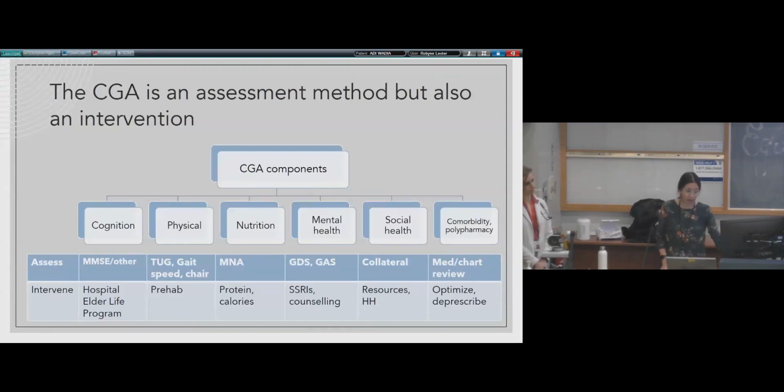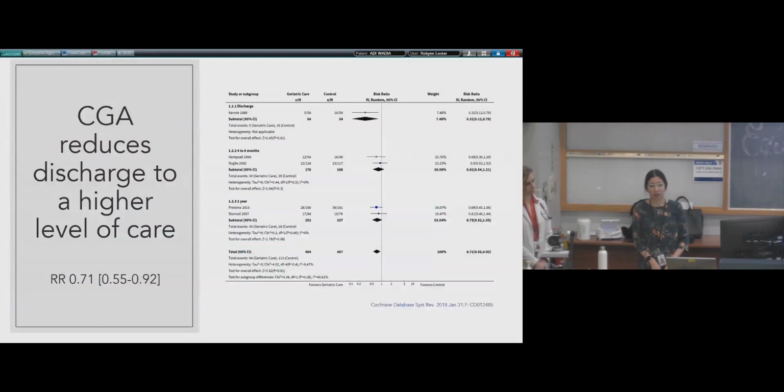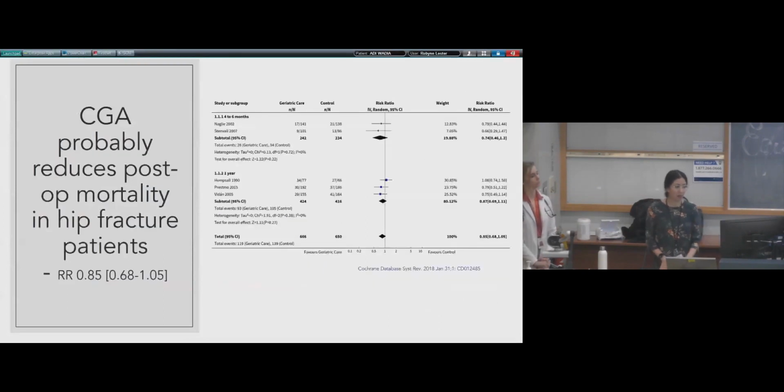And what we know about comprehensive geriatric assessments is that they're quite effective in the perioperative setting in improving patient outcomes. So based on a Cochrane review, we know that the involvement of geriatrics in completing the comprehensive geriatric assessment reduces discharge to a higher level of care and gets people back to their homes. We also know that it probably reduces post-op mortality in the orthopedic setting, where it's patients with hip fractures.